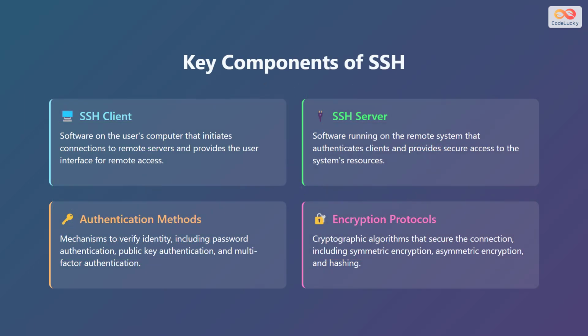Let's explore the key components of SSH. The SSH client is the software on the user's computer that initiates connections to remote servers and provides the user interface for remote access. The SSH server is the software running on the remote system that authenticates clients and provides secure access to the system's resources. Authentication methods are the mechanisms used to verify identity, including password authentication, public key authentication, and multi-factor authentication. Finally, encryption protocols are the cryptographic algorithms that secure the connection, including symmetric encryption, asymmetric encryption, and hashing.